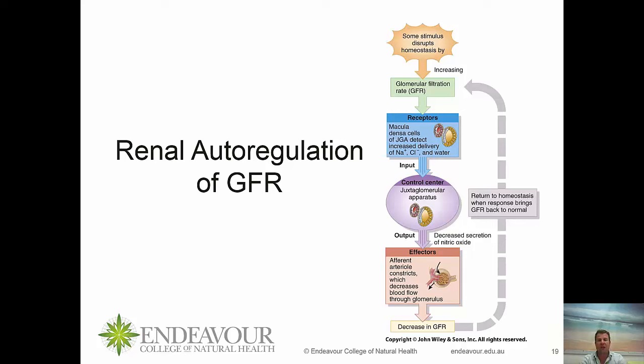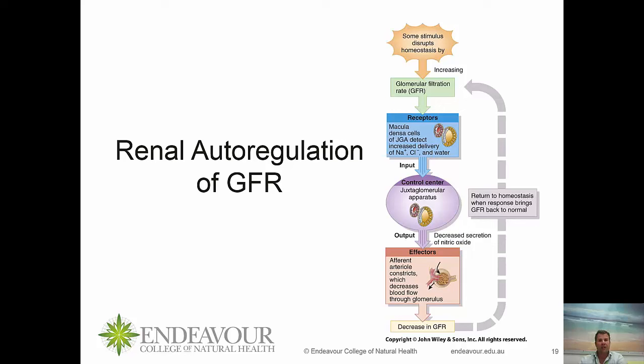And we've got that sort of flow diagram there. And this relates to the tubuloglomerular feedback that we've just talked about. So let's follow this from the top. We've got an increasing glomerular filtration rate. This could be from an increase in systemic blood pressure.